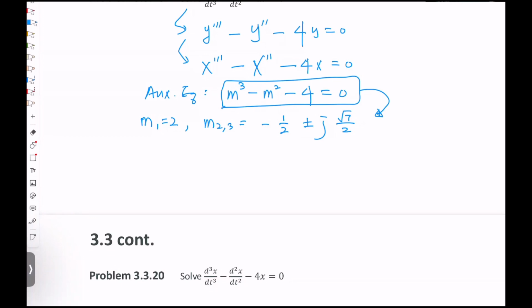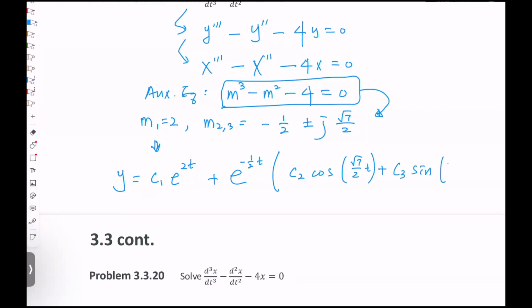Then it's going to be alpha and beta for m2 and m3, and the first one is e. So from here, we have y equals c1 e to the 2t plus e to the alpha, which is 1 over 2 t, times c2 cosine square root of 7 over 2 t plus c3 sine square root of 7 over 2 t.